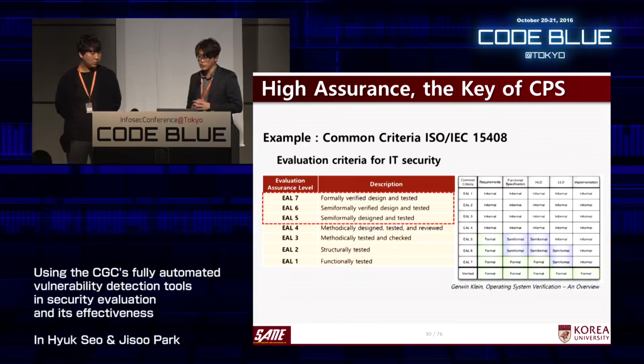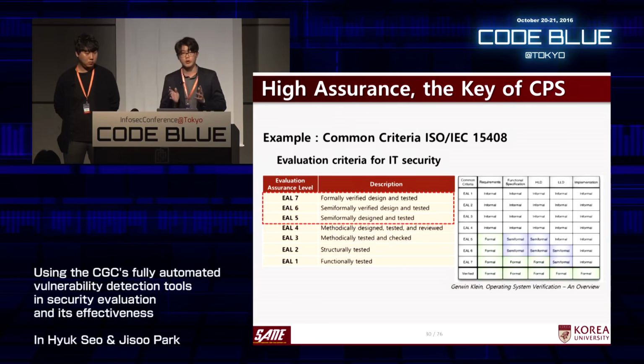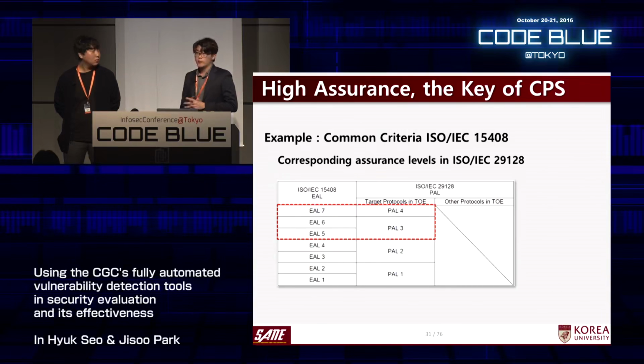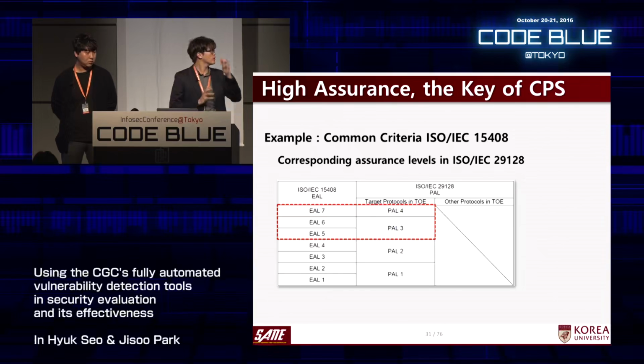And next, let's see ISO 15408. It means Common Criteria. The Common Criteria Evaluation Assurance Level, EAL, has a total of 7 levels, EAL1 to EAL7. After EAL4, that is EAL5, EAL6, and EAL7, semi-formal or formal verification of design and test is required. For better understanding, I added this table. This table shows the corresponding assurance levels between ISO 15408 and ISO 29128. High assurance is considered at EAL5 and above, and PAL3 and above.